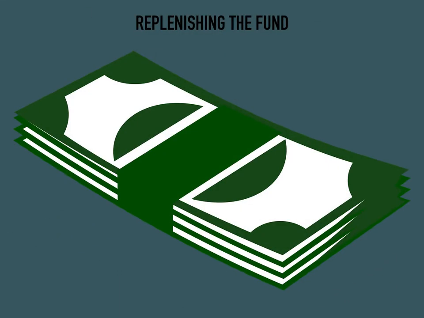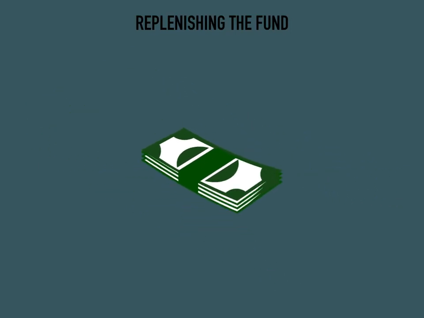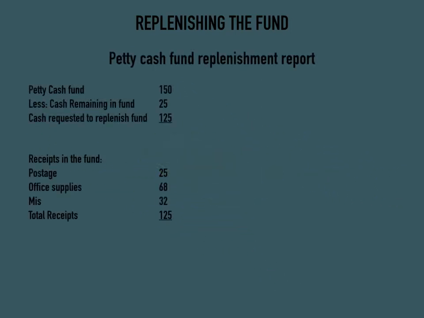Replenishing the fund. As funds in the petty cash fund decrease, it must be replenished. The amount of cash needed to replenish the fund is calculated by subtracting the amount of cash remaining in the fund from the original balance of the petty cash fund. This amount should be equal to the total amount of receipts.